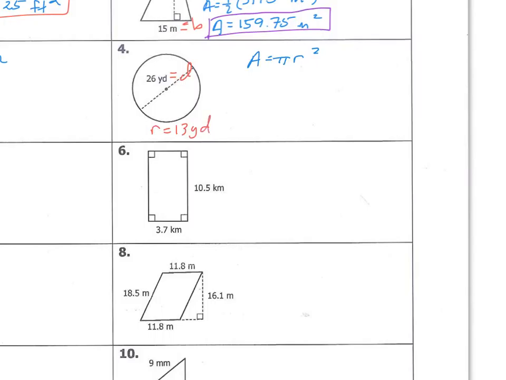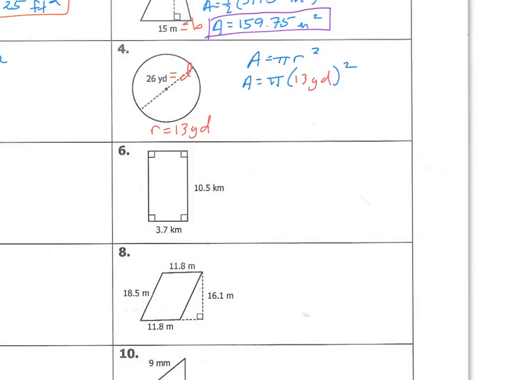So let's just remind you a little bit about the answers to circles. If I were to plug that in, I can get an exact answer or an approximate answer. So I'm going to put in my 13 yards and square it. What should I do first?